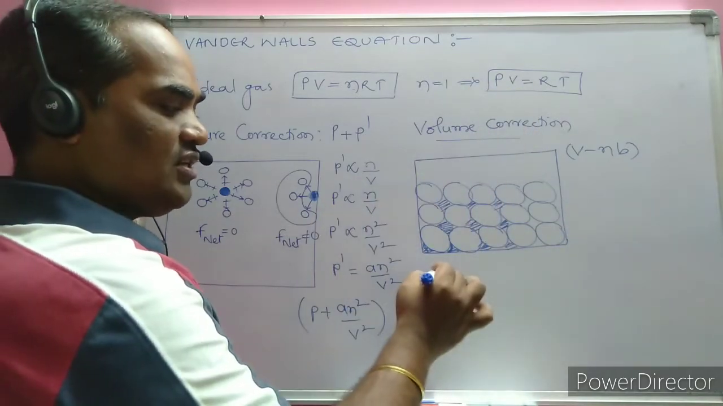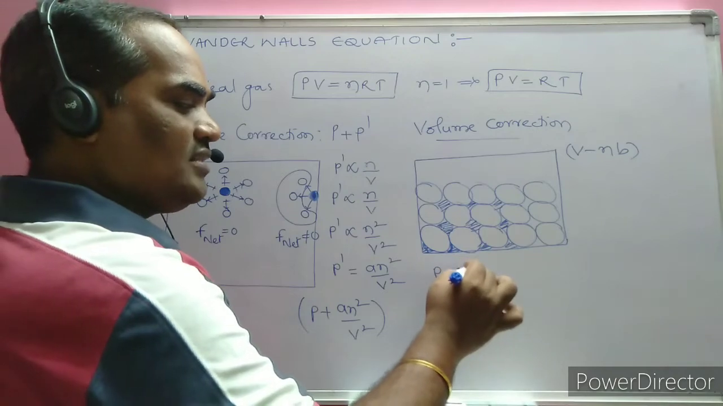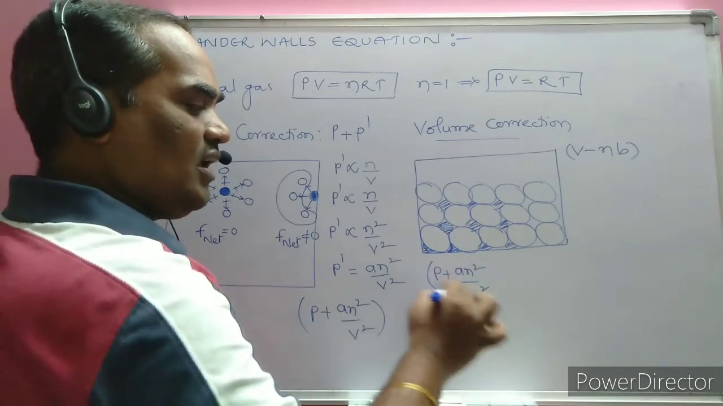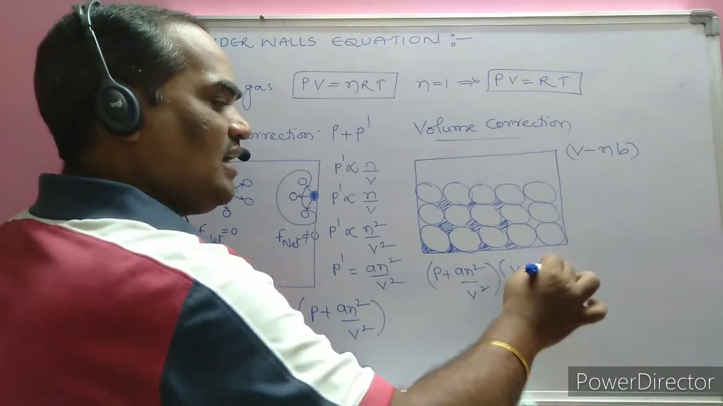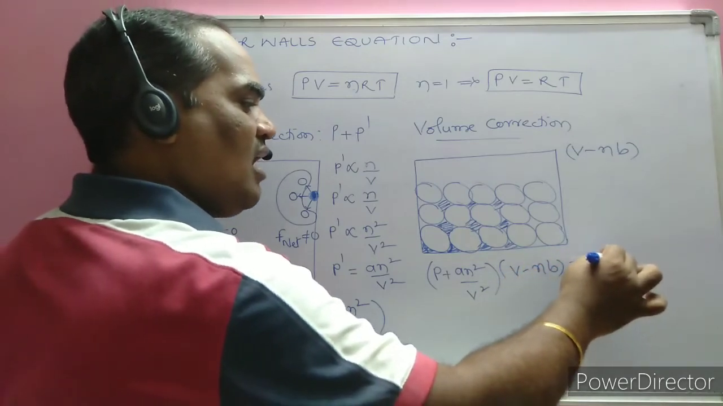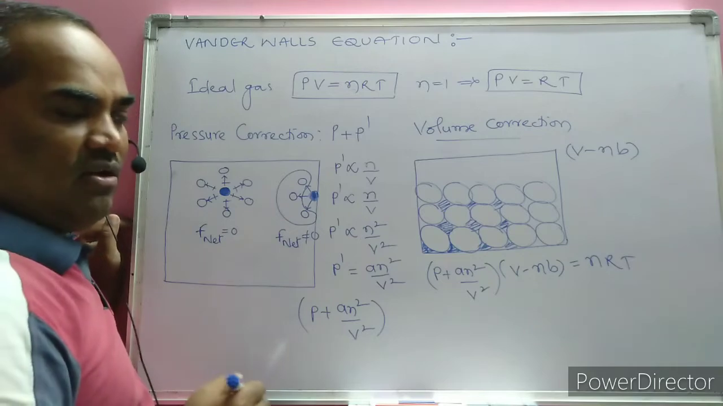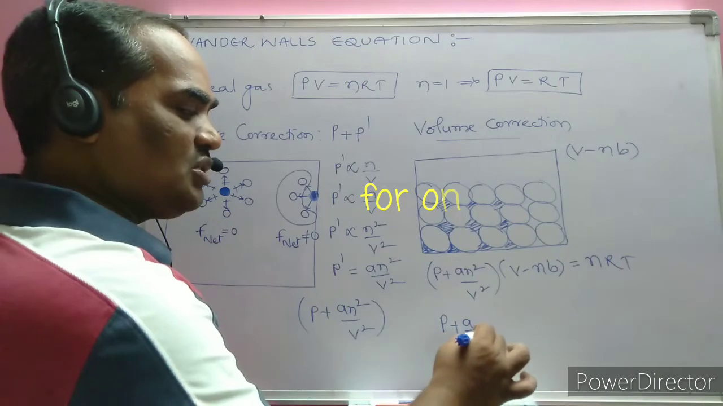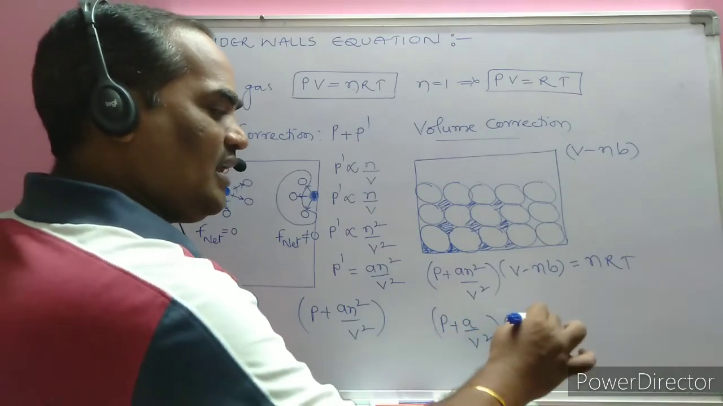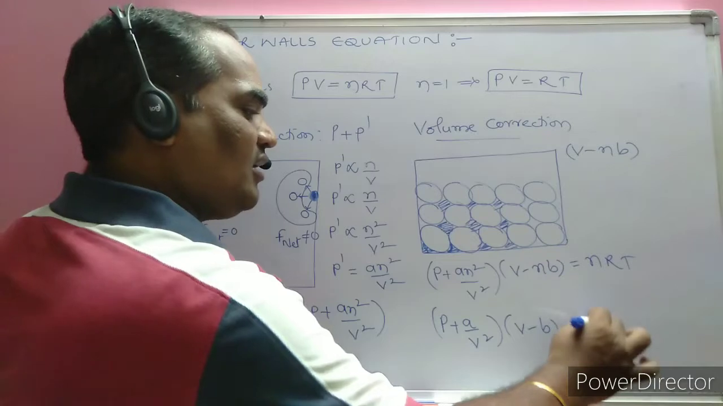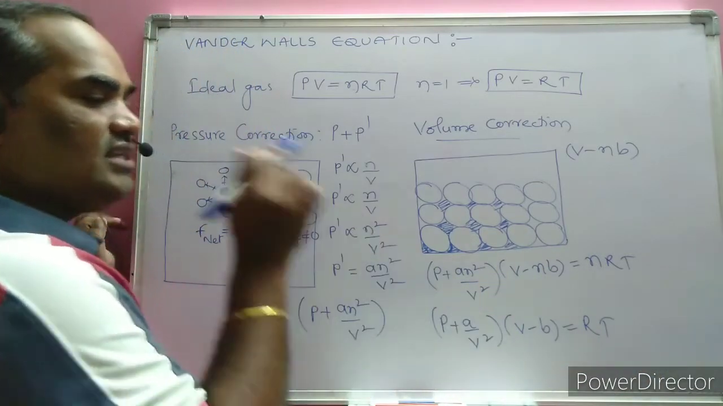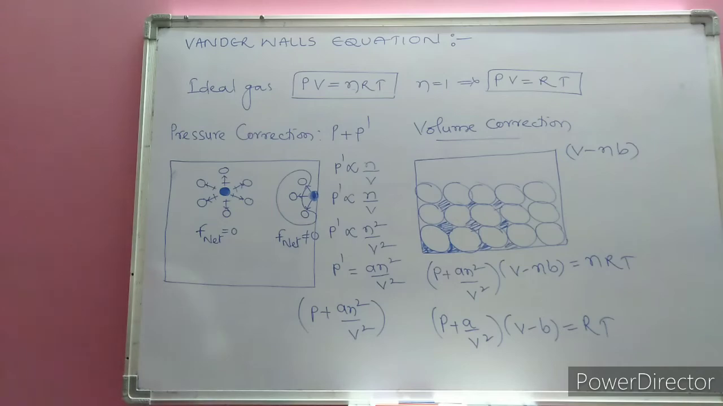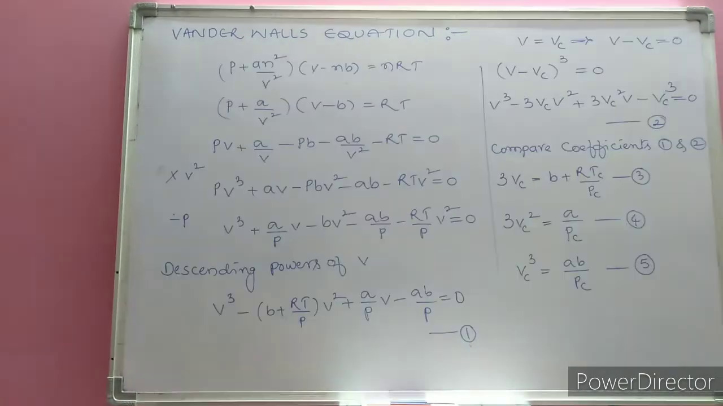Then the van der Waals equation of state is the formula (P plus a n squared by V squared) into (V minus nb) is equal to nRT. This is the van der Waals equation. For 1 mole of the gas, (P plus a by V squared) into (V minus b) is equal to RT. If n is equal to 1, this equation is called the van der Waals equation of state. a and b are the pressure correction and volume correction factors.